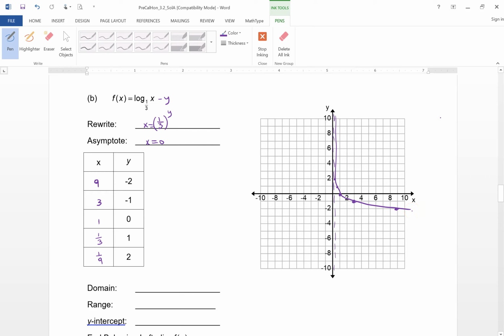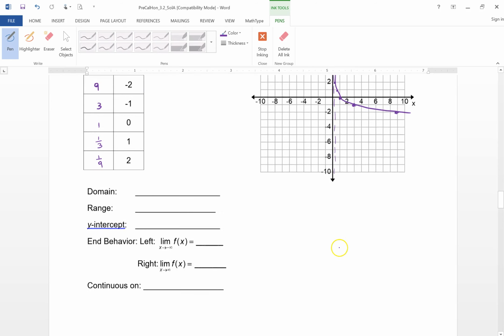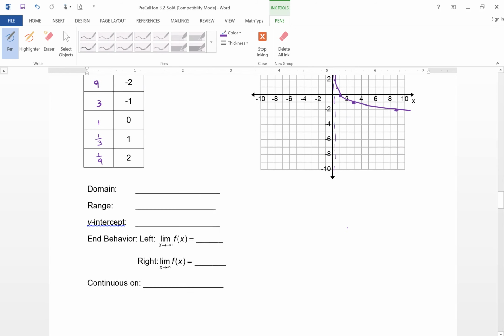Remember what I said last time? We're not playing connect the dots. So you have to follow through with the asymptote and show me that it's decreasing. Again, logarithms decrease rather slowly. So when we talk about something being exponentially huge, logarithms are much, much slower.